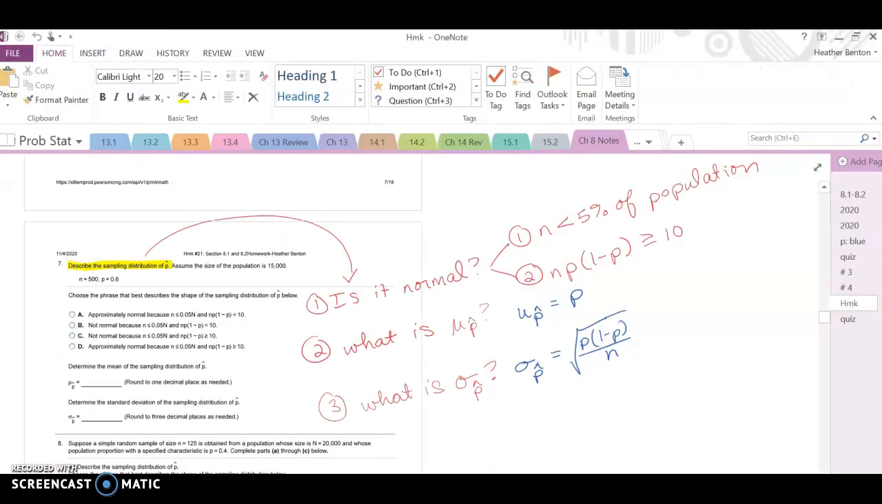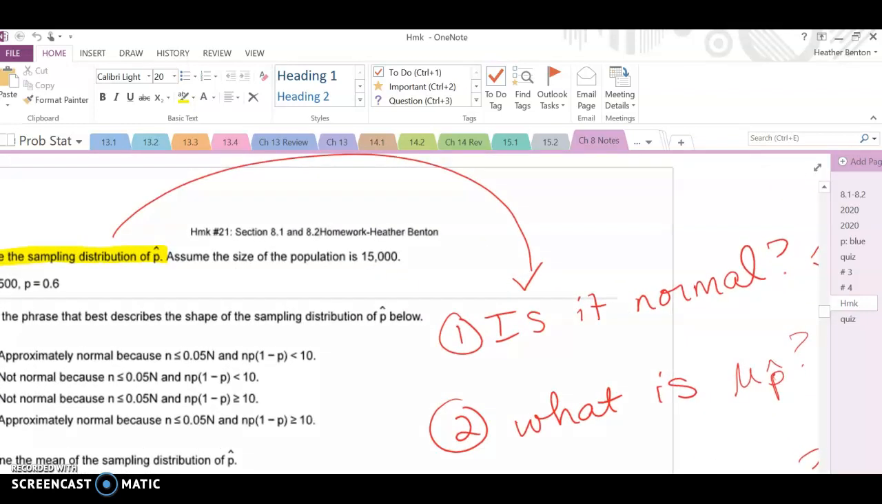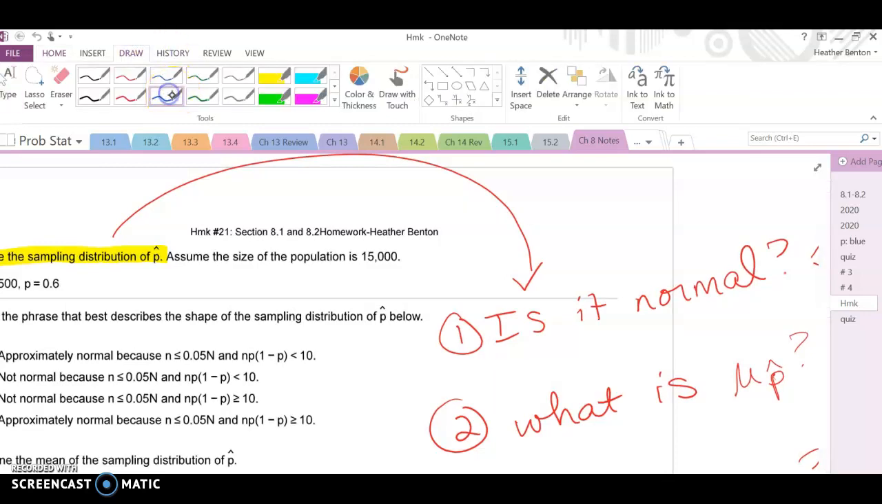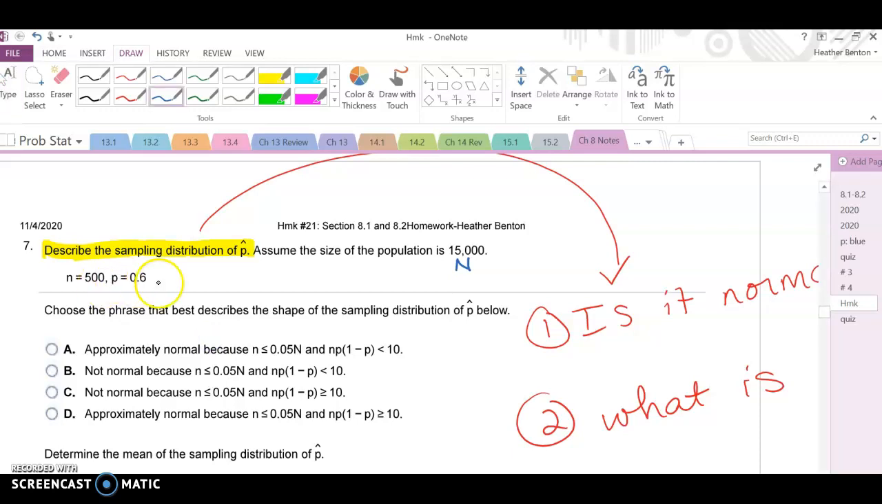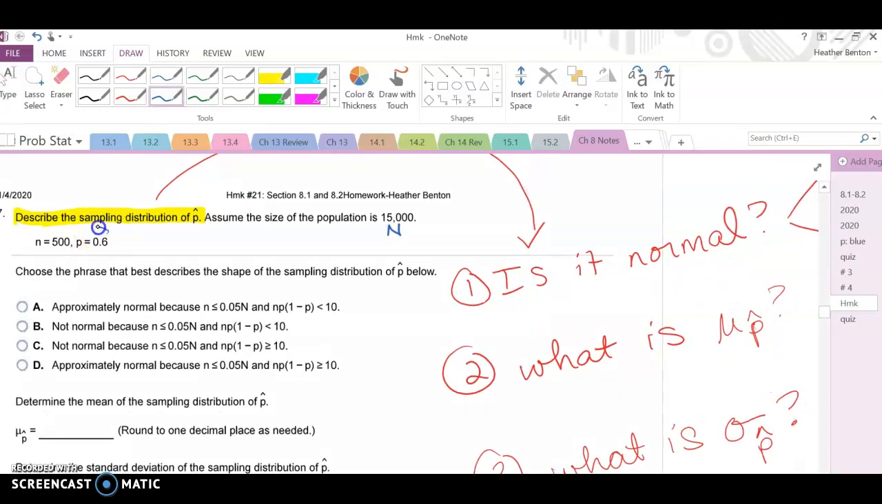Okay, so this is problem number 7 on homework number 21. It says describe the sampling distribution of p hat. Assume the size of the population, rather, is 15,000. So this is big N, and then we have little n, and our population proportion is 0.6.